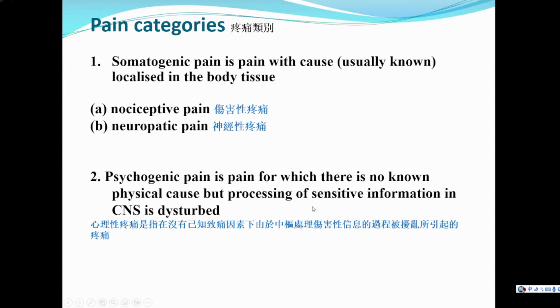Psychogenic pain is a pain with no known physical cause, or sometimes it is because of prolonged pain that goes from acute to chronic, a long time. It is mainly because the sensory information in the central nervous system is disturbed. So they cannot identify it exactly, because it is chronic.